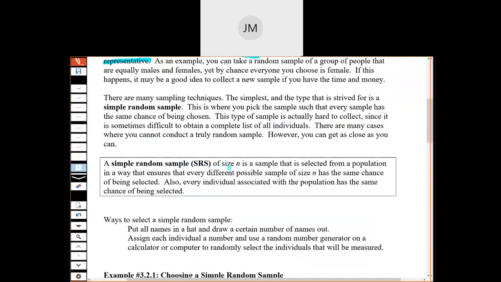A simple random sample of size n is a sample that's selected from a population in a way that ensures that every different possible sample of size n has the same chance of being selected. Or another way to think about that, a way that makes a little bit more intuitive sense, is that every individual in the population has the same chance of being selected. So there's nobody that is more likely to be picked or less likely to be picked in the sample, and that's what we really want. That's our goal with a random sample of any kind.